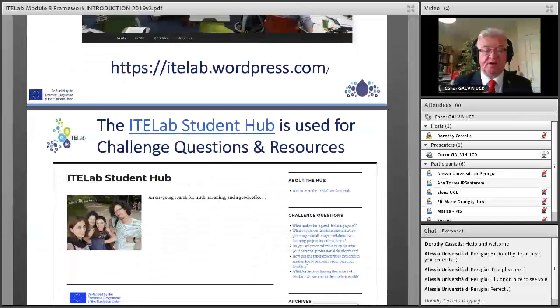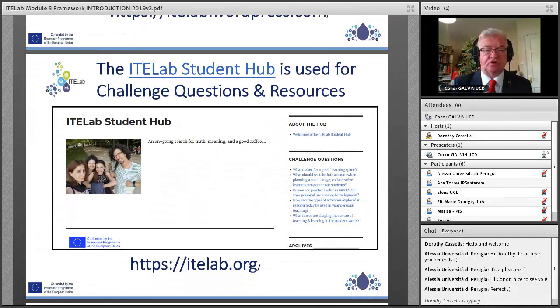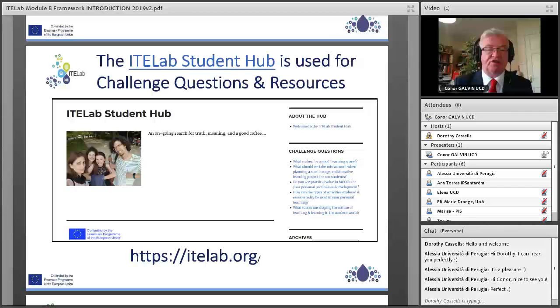Now, we gave a little bit of thought to this also. The original intention behind the Student Hub was to support the Module A activities particularly. That's why you see there's this heading on the right nav that says challenge questions. We suspect that it would be useful to have another heading there, which will go live over the weekend, that says lesson scenarios. And what we will do is put up 1 or 2 examples that are sent to us by participants.